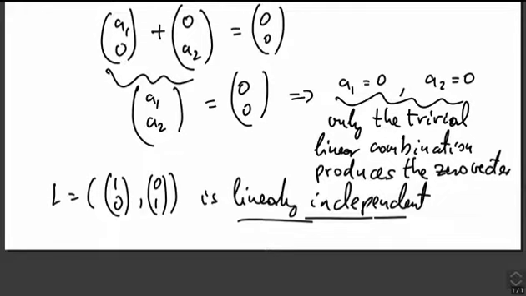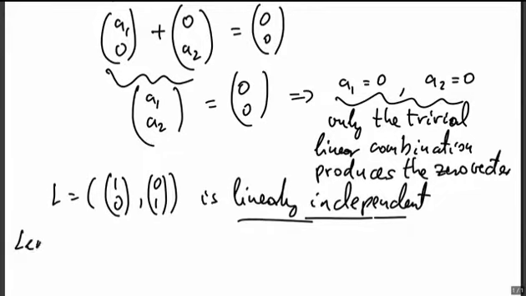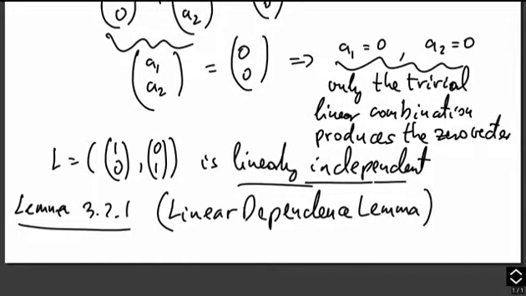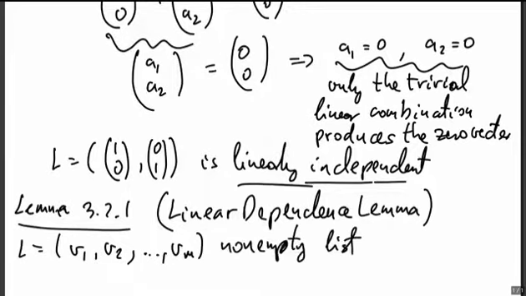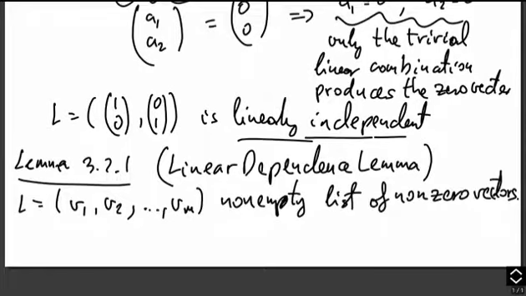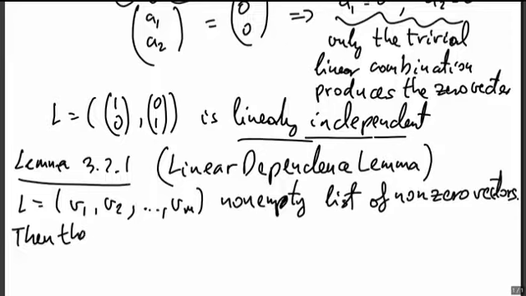And that means that the list (1, 0), (0, 1), I changed the order, is linearly independent. So we have a big lemma in this section, lemma 3.2.1. It's called the linear dependence lemma, and it says that if you have a list L, v1, v2, up to vm, a non-empty list of non-zero vectors, then the following are equivalent.